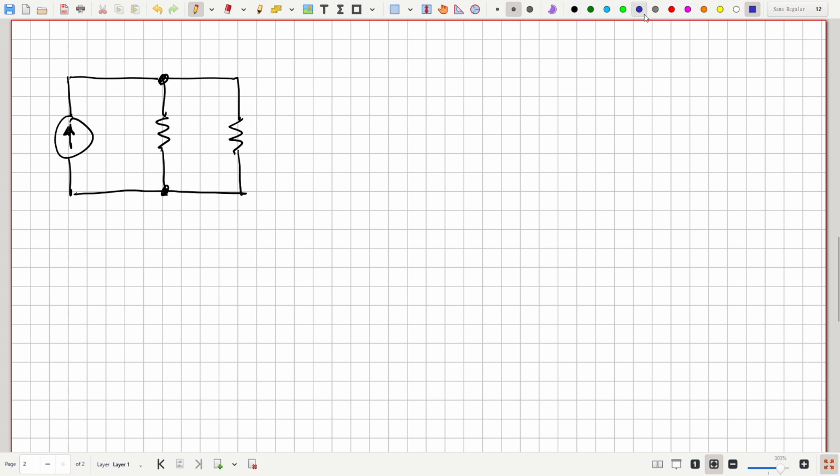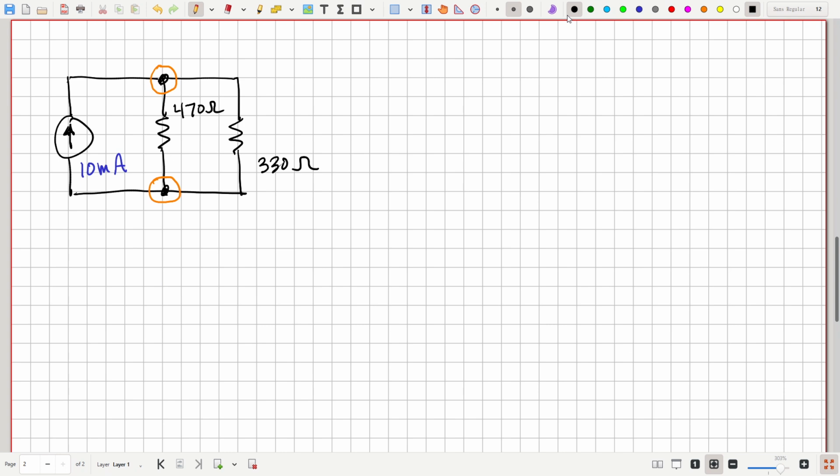And let's identify the essential nodes. Now let me first relabel the resistors. All right, the essential nodes. I'll put a little circle. This would be the surface over which you need to do Kirchhoff's current law. So that's where you have three or more devices electrically connected. Okay, so there are two essential nodes.